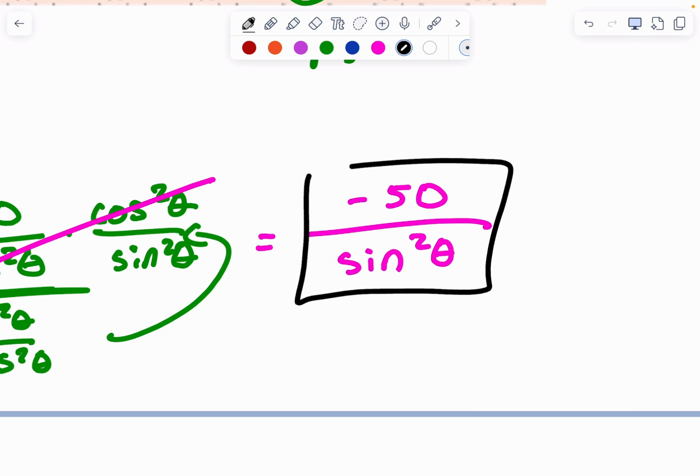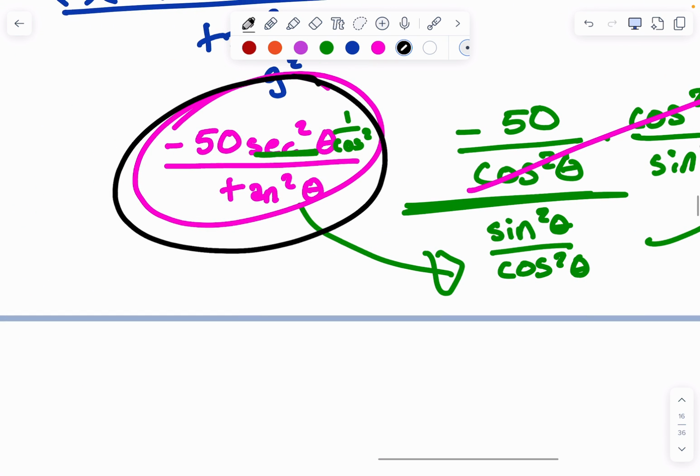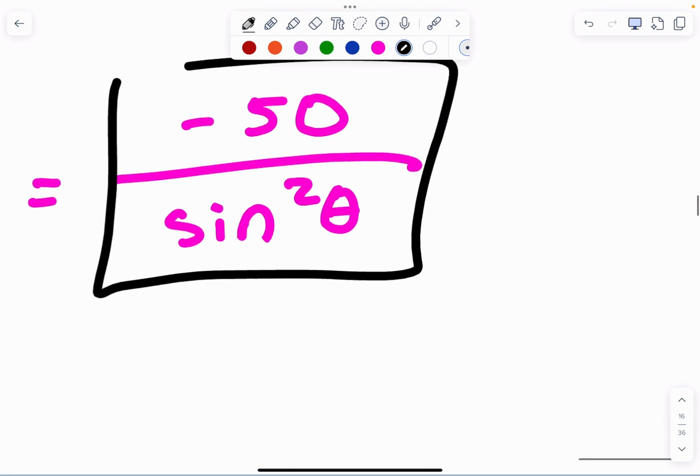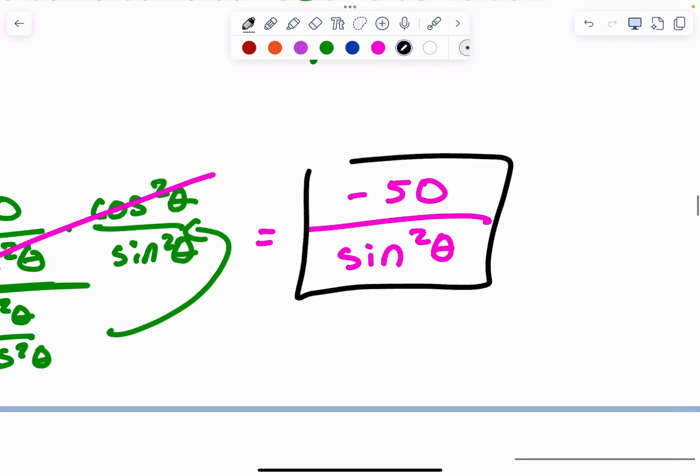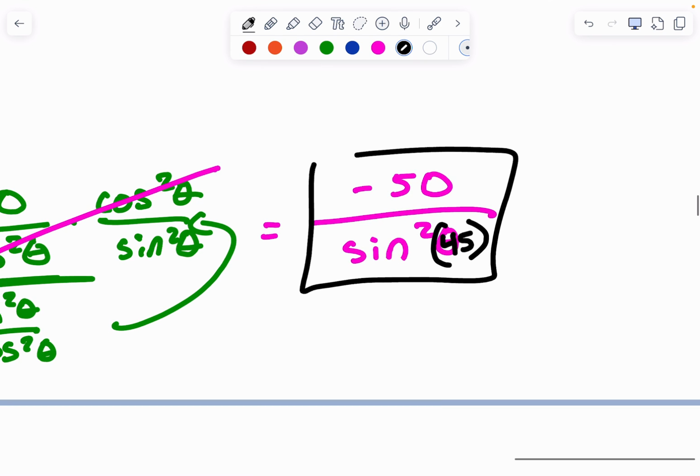All right, anyway. You can go back to this and type it in here, whatever, if you want to. I don't care. But let's go here. What are we plugging in for theta? 45. Okay, here's what I want you to do. Grab your calculator. Do you guys all have scientific calculators? The mode that you want to be in is degrees, because 45 is in degrees.